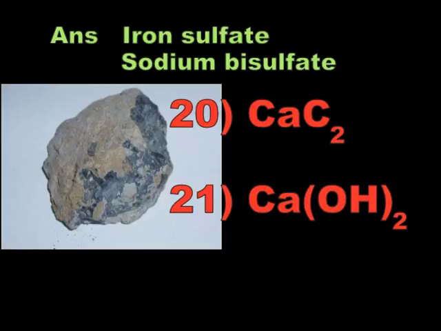The first chemical was used to make acetylene in old miners' lamps. The second is a slaked lime used in cement and agricultural lime for the garden.